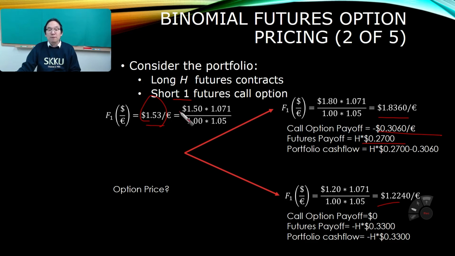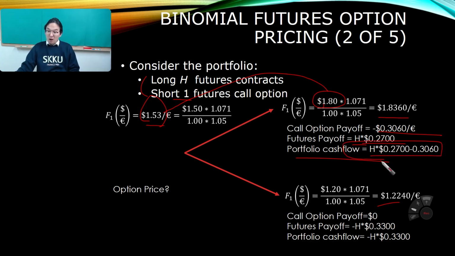Where does that number come from? Well, that's the difference between this 1.8 and the 1.53. So every futures contract will give me 27 cents, so I just have H contracts, unknown. Now the portfolio of these should be giving me this cash flow, 27 cents per futures contract, but I took the short position on the call option. So at the end of 1 year in the upstate, the portfolio cash flow will be like this. How about the cash flow in the downstate?